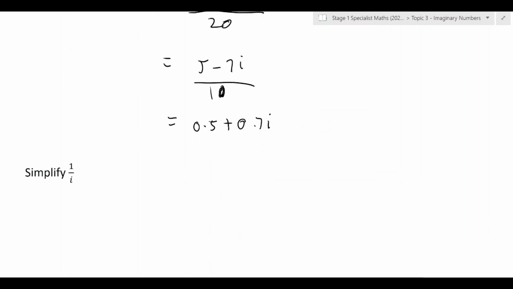Similarly, if we want to simplify something like this, this is a bit easy. You just times it by i over i and see what happens. So you're going to get i on the top, and you're going to get i squared on the bottom. So i over minus 1, or if you like, that's just minus 1 lot of i.